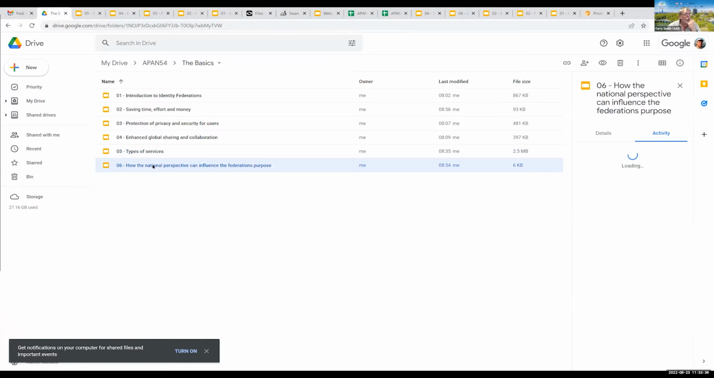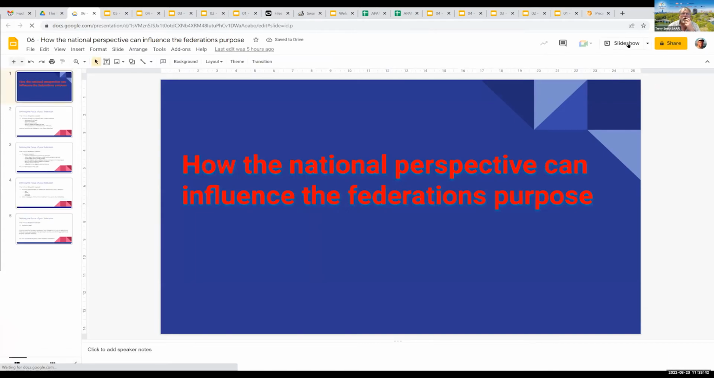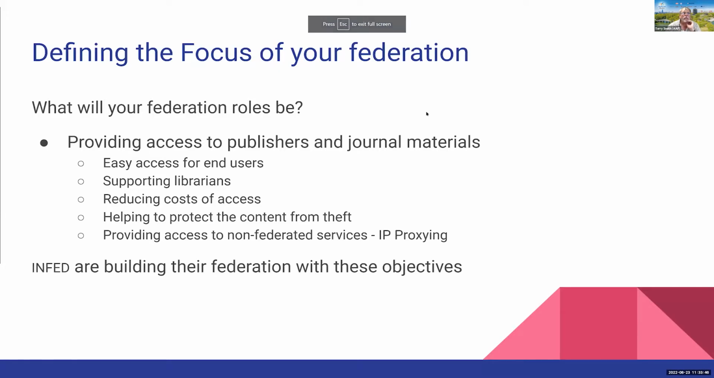And the final one for this particular set of stuff is the national perspective. This is going to be very quick. So, what will your federation's role be? And this will depend on what your organisations want, what your government wants, what your users want.